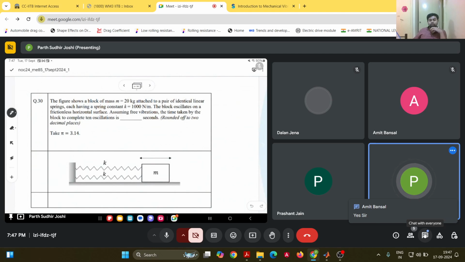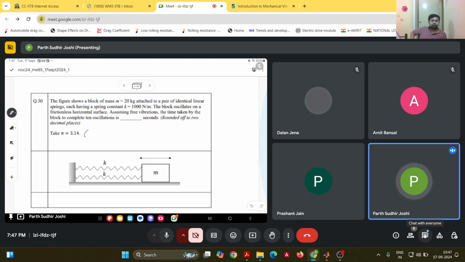So let's move to the next problem. This is a very simple problem. There is a pair of springs, each having a given spring constant, and the time required to complete 10 oscillations is how many seconds?